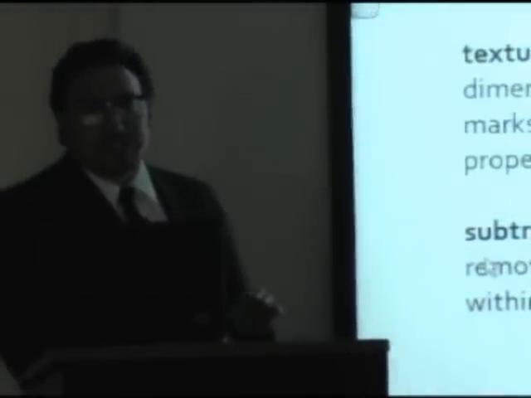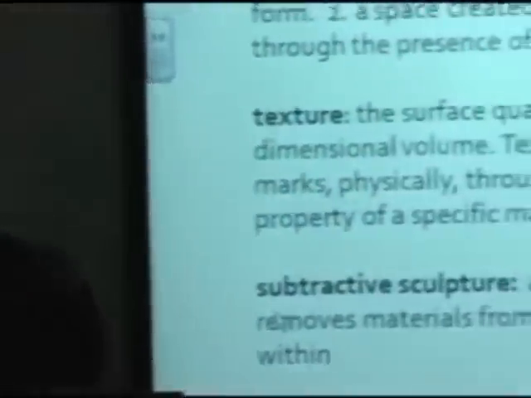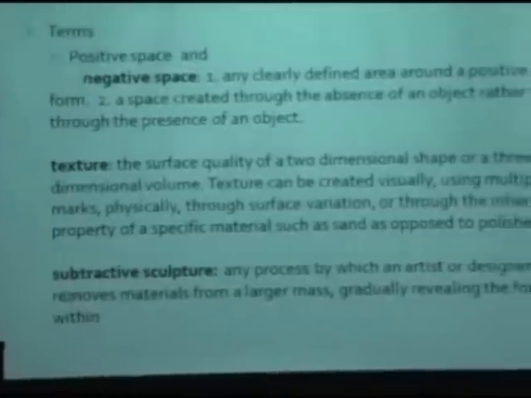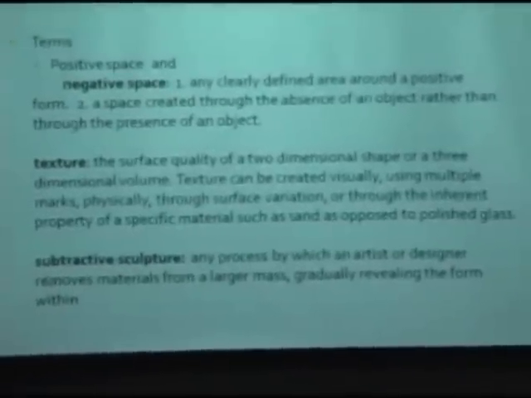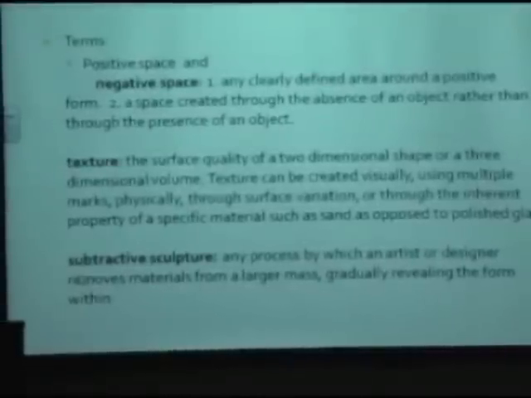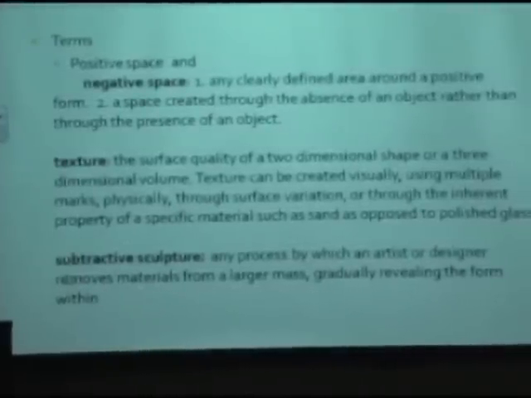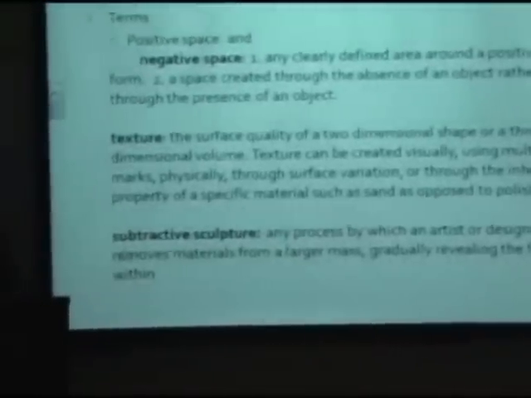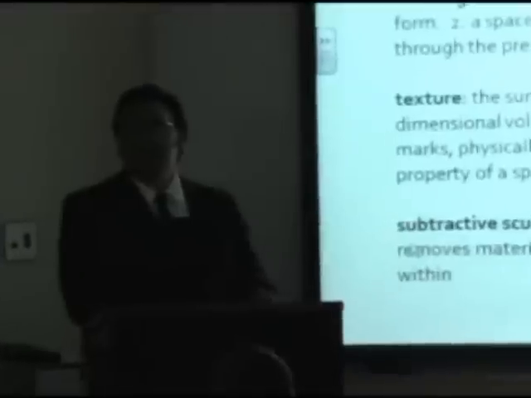Texture. Essentially, texture is talked about when we talk about sculpture. There is also texture involved in painting, but almost always we're talking about sculpture. It's the surface quality of the object. It can be rough texture, it can be smooth, it can be ultra polished, or a combination of all those. And we already talked about subtractive sculpture. So these would be terms that you would use when you talk about sculpture, and the terms you would use for your paper, because you're going to do a formal analysis and comparison. Remember that.